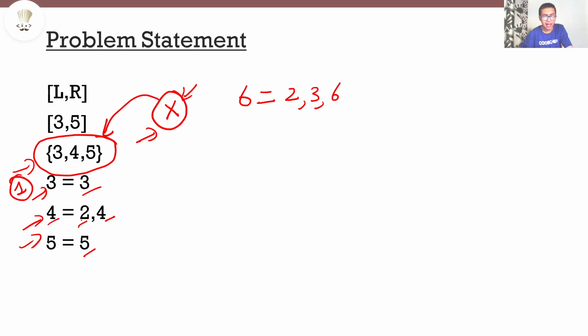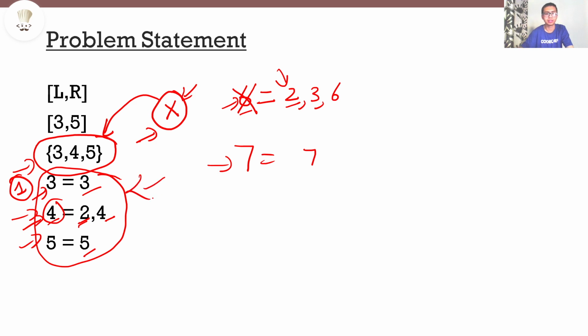But this 4 also has a factor 2, and this 6 also has a factor 2. So this 6 and this 4 share a factor, which is 2 in this case. So we cannot take 6 as X. Let's try with 7. For 7, we know that we have a single factor, 7, other than 1. And we can see that this 7 does not have any common factor with any of these numbers. So simply 7 would be the answer in this case.